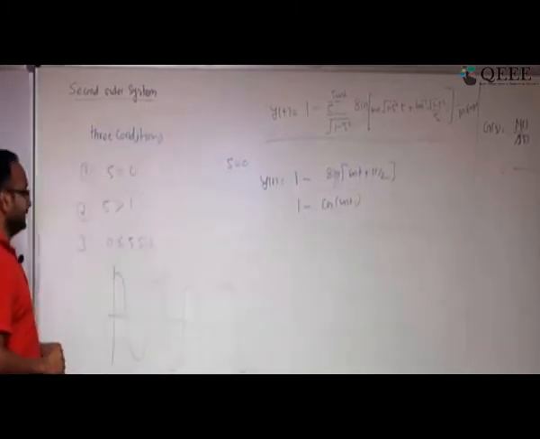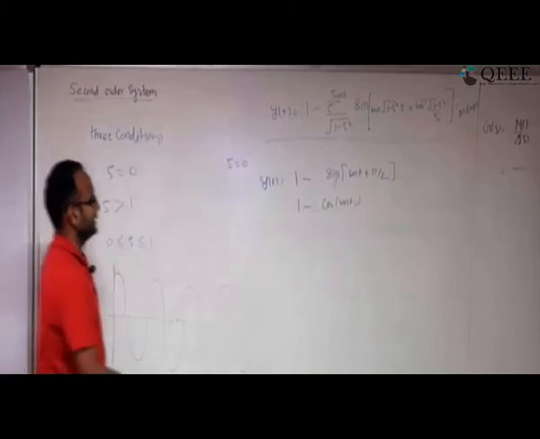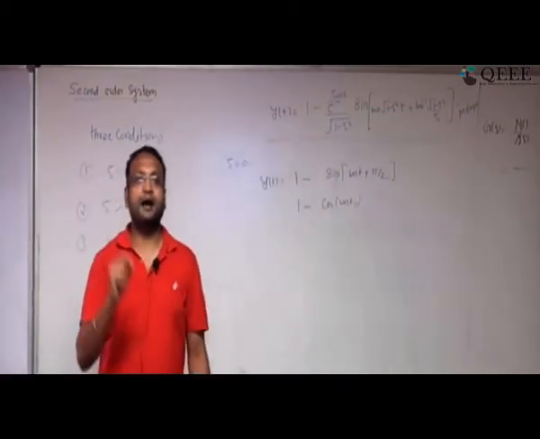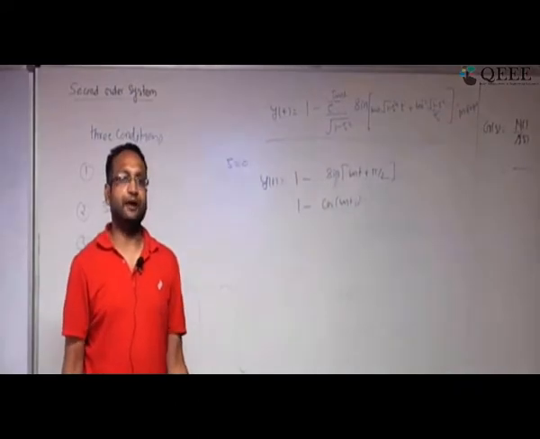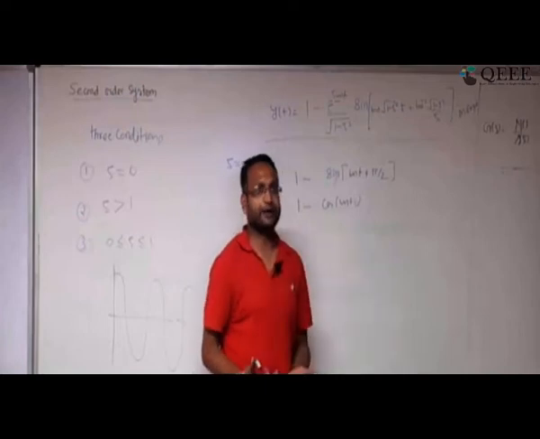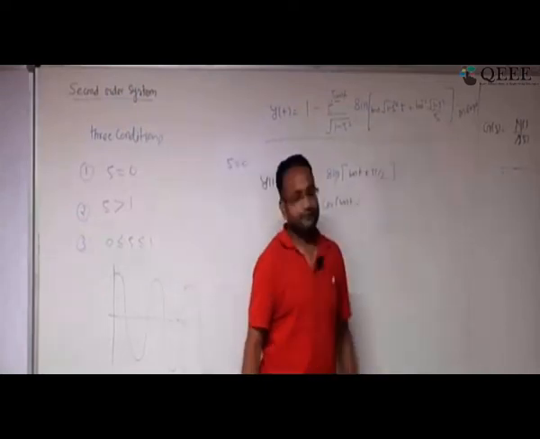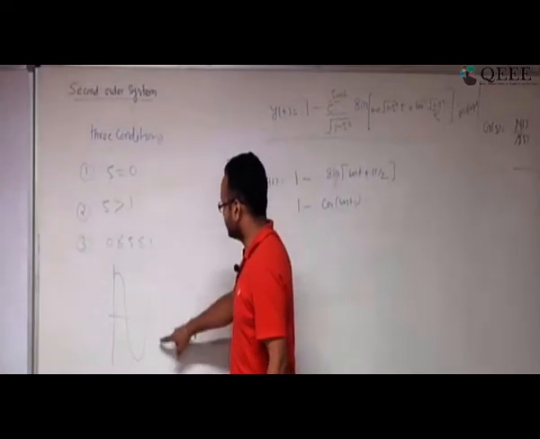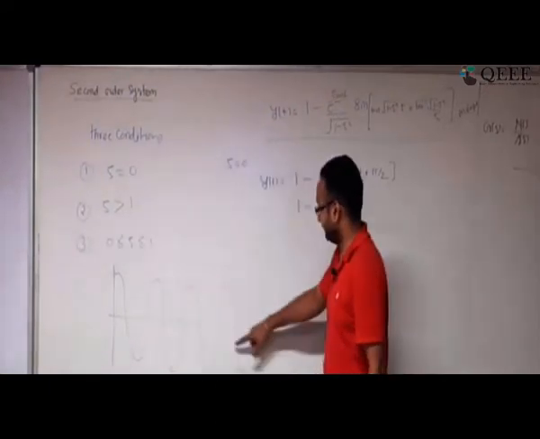It's a sinusoid and the frequency of the sinusoid is governed by this omega n, which I am calling the undamped natural frequency. That is why you can see sin(omega n t plus phi), where this term phi is a phase. So, when zeta equal to 0, this system is oscillating.